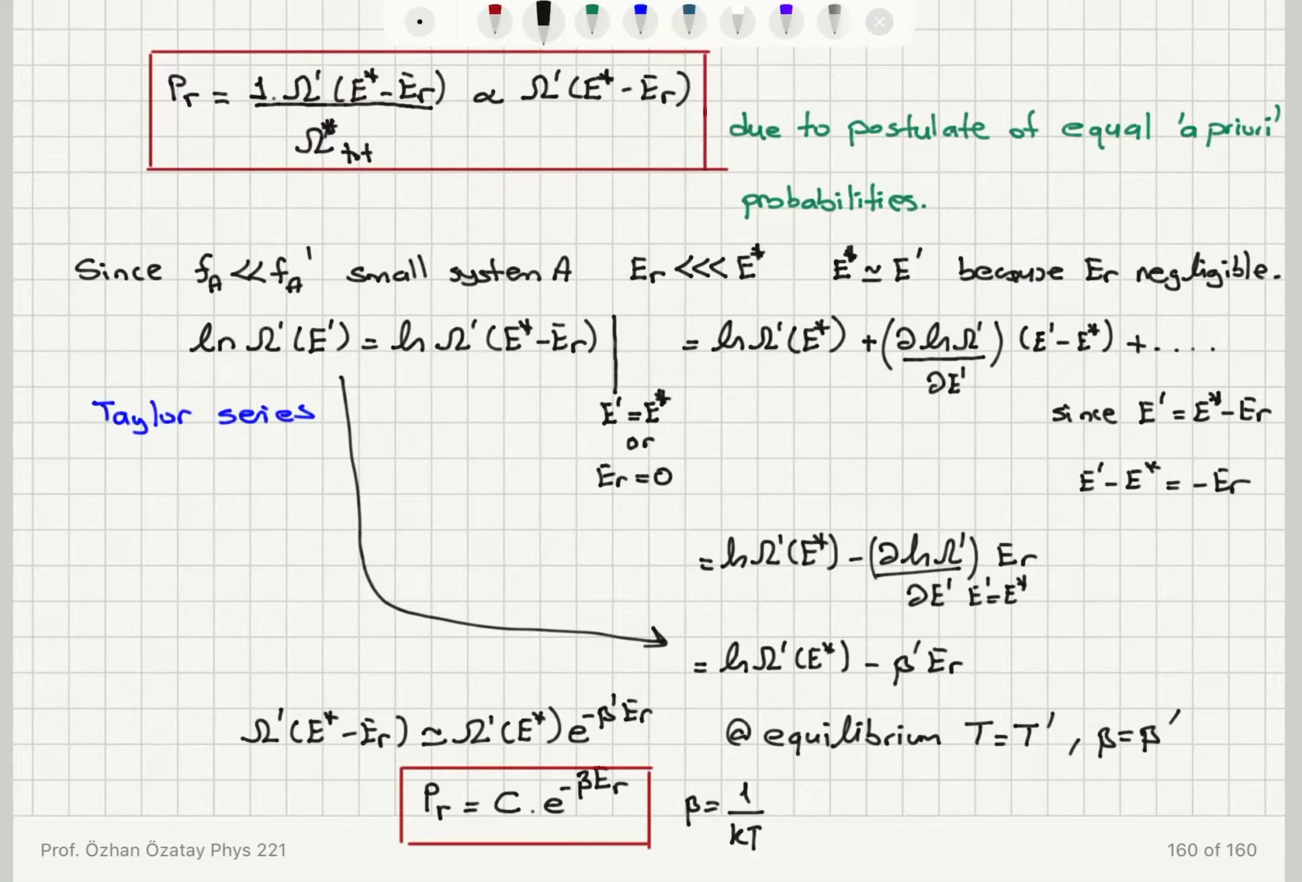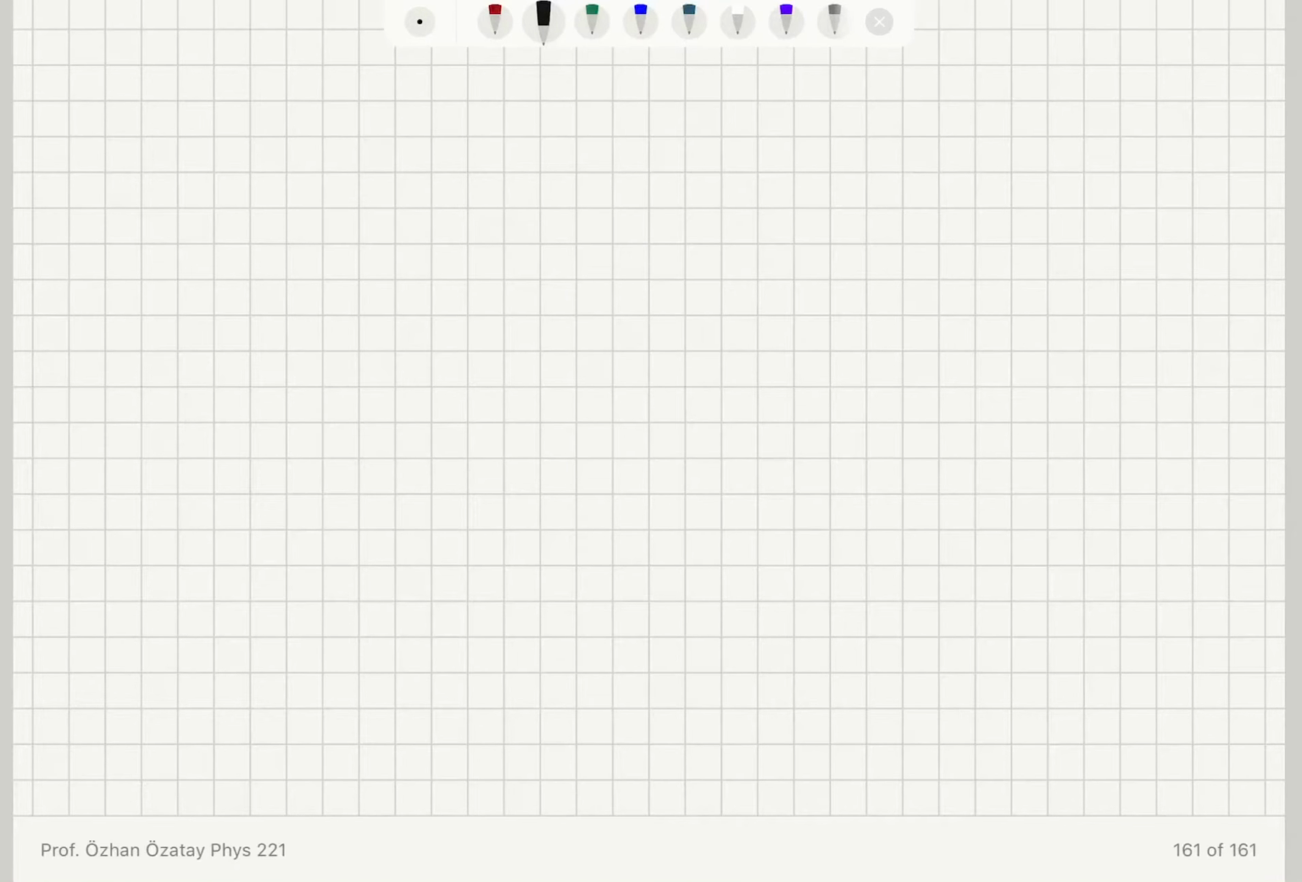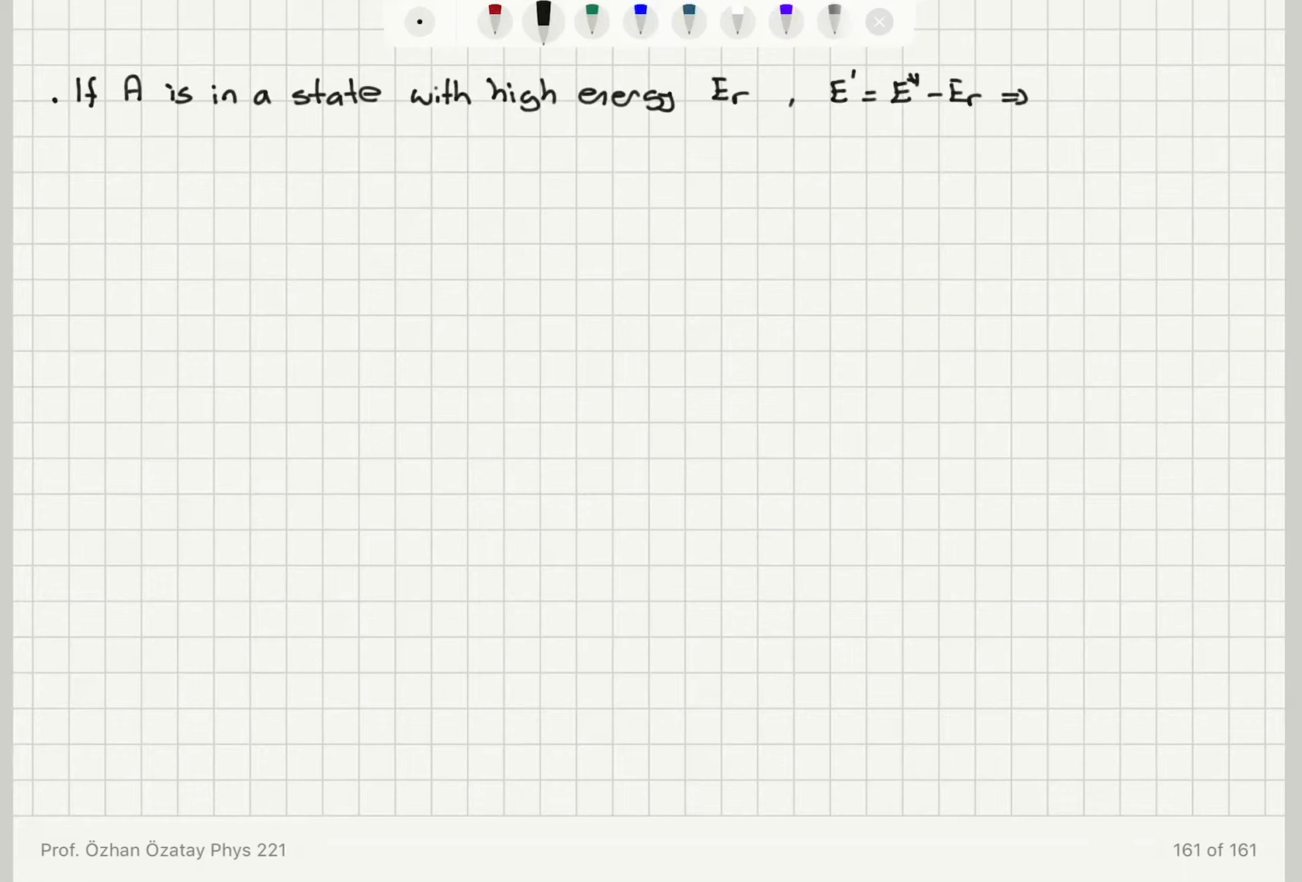So I want to check if this result makes sense. According to this result, if E sub r is very large, the probability should be very low, right? So let's check that this makes sense. Let's see if system A is in a state with high energy E sub r. Then E prime is going to be E star minus E sub r. If E sub r is high, E prime will be low. So this is the scenario I'm looking at.